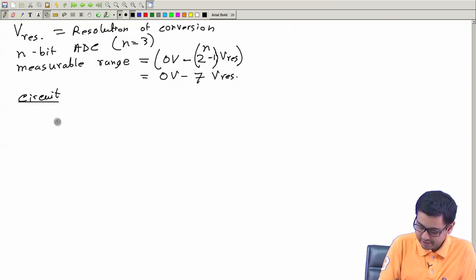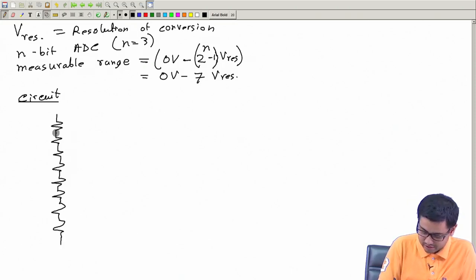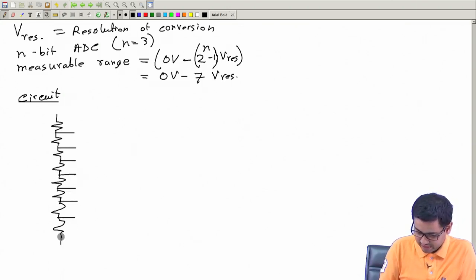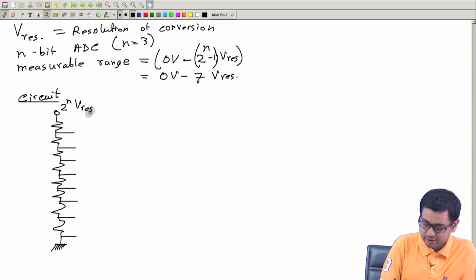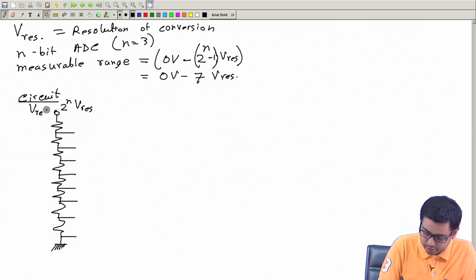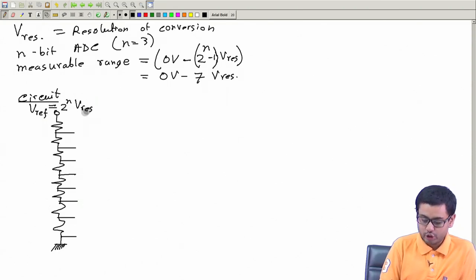So, we will just take a long potential divider like this, 1, 2, 3, 4, 5, 6, 7, 8. Okay. 1, 2, 3, 4, 5, 6, 7, 8. Here I will connect this to 0 volt. This side I will connect it to 2 to the power n multiplied by V resolution, this voltage, okay, and let me call this V reference voltage, which is 2 to the power n multiplied by V resolution of measurement.